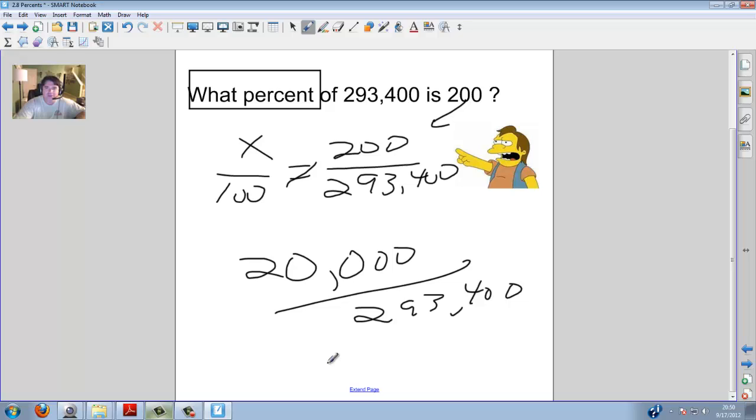You know, I really ought to keep a calculator next to me. Hold on a second here. Yeah. Calc acquired. Alright. Let's try this again. So 20,000 divided by 293,400. 0.068. Alright, fair enough. At least that's what I got.